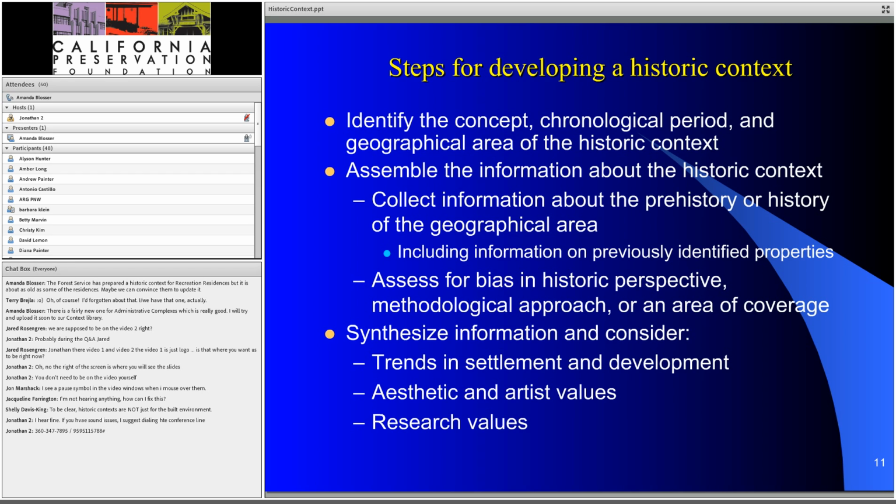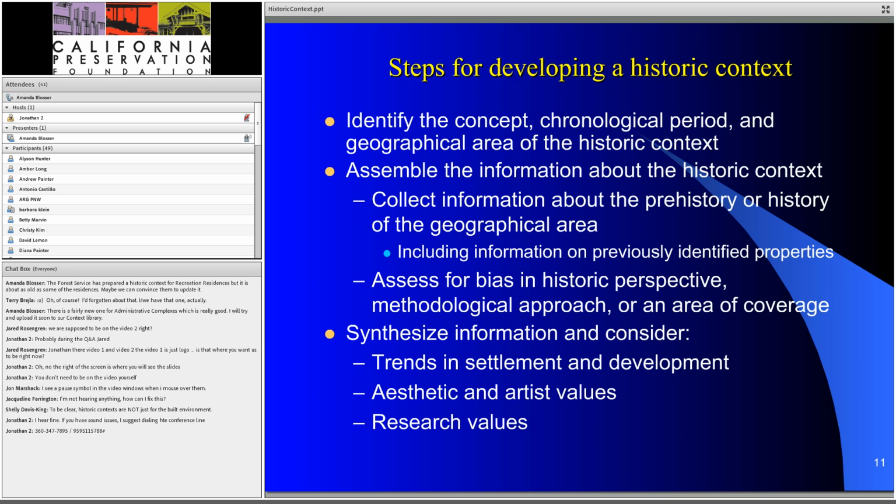Second, you assemble the information about the historic context. You collect information about the prehistory or history of the geographical area. You would include information on previously identified properties, so previous studies within that area. This is the fun part where you get to do the research and go to all the different archives and dig around and find good stuff.